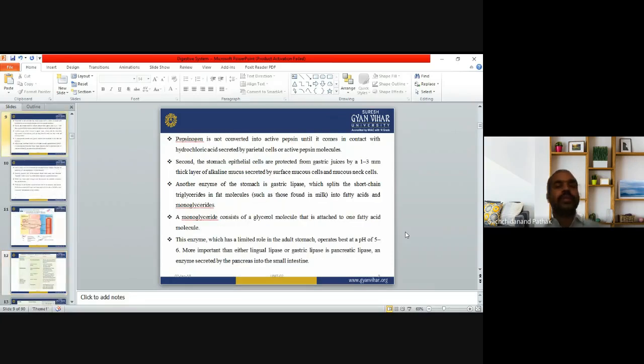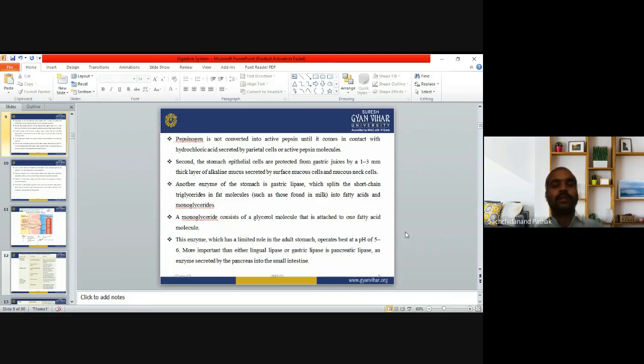Now, pepsinogen is not converted into active pepsin until it comes in contact with the hydrochloric acid secreted by the parietal cell, or with active pepsin molecules. HCl is secreted by the parietal cell as H plus and Cl minus ions, while pepsinogen is secreted by the chief cell. So when pepsinogen meets this HCl, it becomes the active pepsin molecule. Now it will digest the proteins.